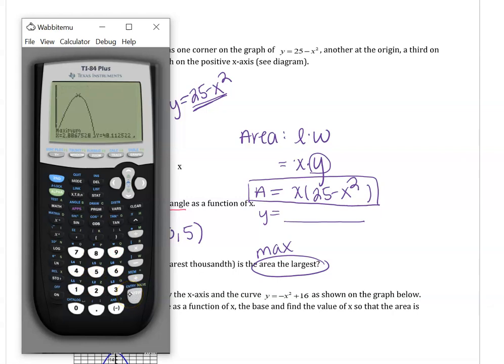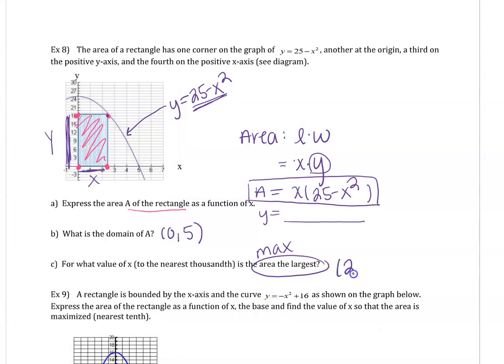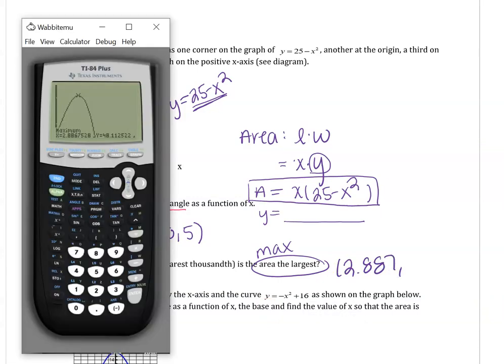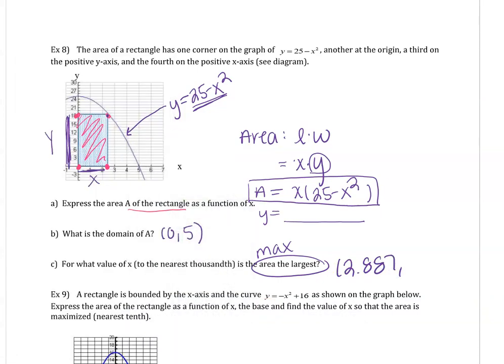So it says to the nearest thousandth, which is tens, hundredths, thousandth, 3 decimal places. I got 2.887 and 48.113. Now the question is, for what x value? So the x value would be 2.887.